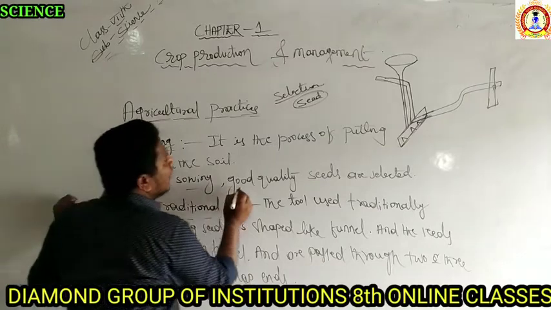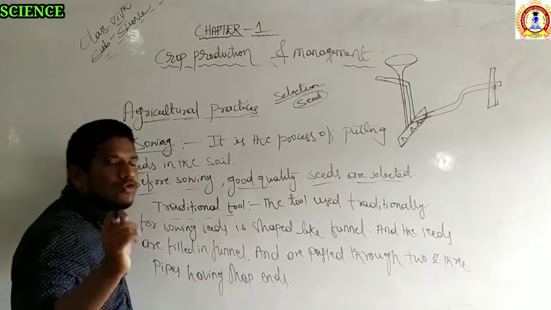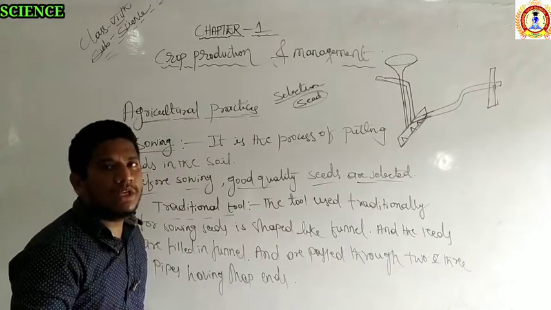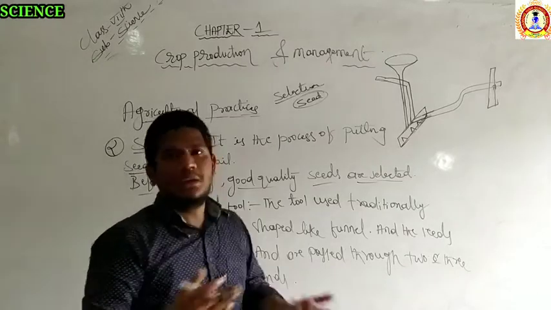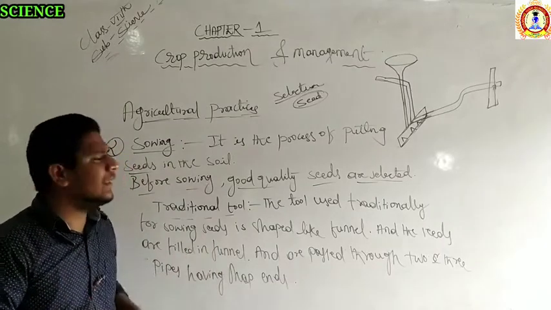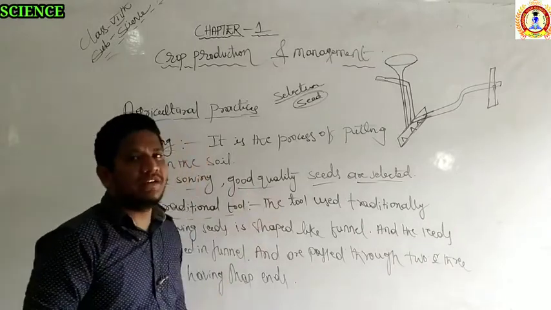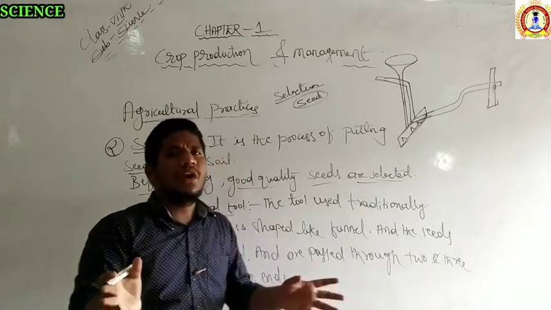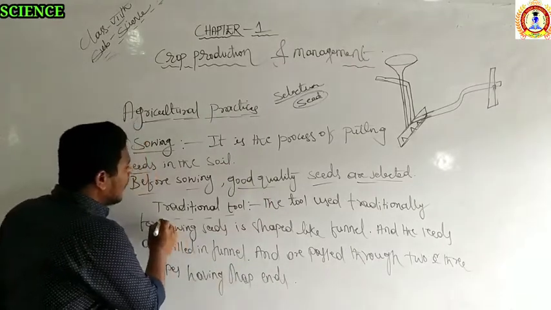So before sowing, good quality seeds are selected. Means the farmers are going to choose seeds of good quality, because good quality seeds will give you good quality crops, right? If you choose bad quality seed, the crops will be bad again. The crops will not give the amount you are expecting. So it is a very necessary condition to choose good quality seeds, right? Even the farmers will prefer large scale production of good quality seeds.